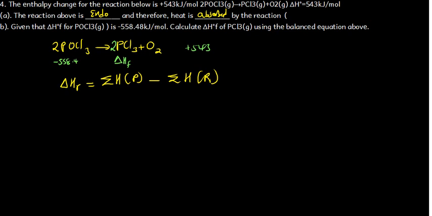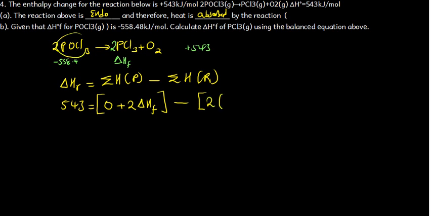Now the heat of a reaction is already given as 543, and this is equal to the heat of formation of the products. We've got oxygen. For a pure element or a diatomic gas, the heat of formation is always 0. And then plus we have got 2 of this compound. The heat of formation of that one, we don't know. That is what we are trying to look for. From this, we are going to remove the heat of formation of the reactant, and then we have got 2 of these, and the heat of formation is negative 558.48. I left out the 8 there when writing.